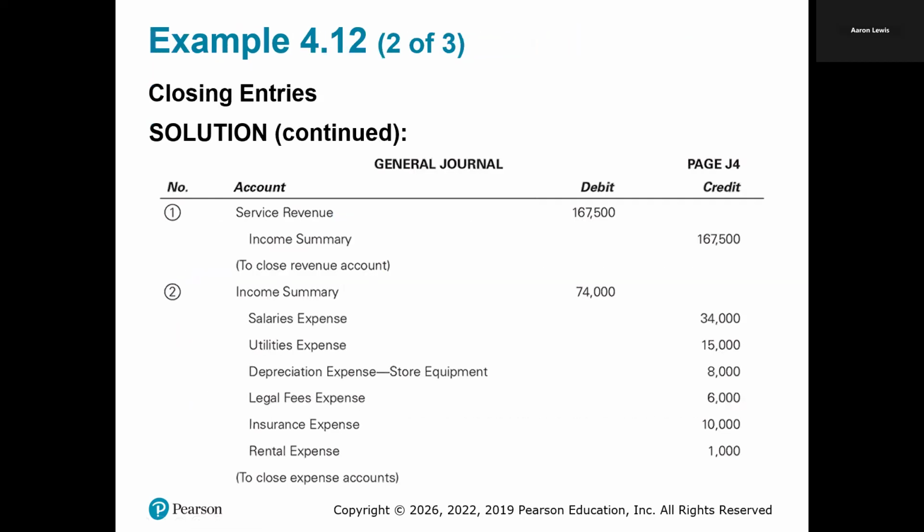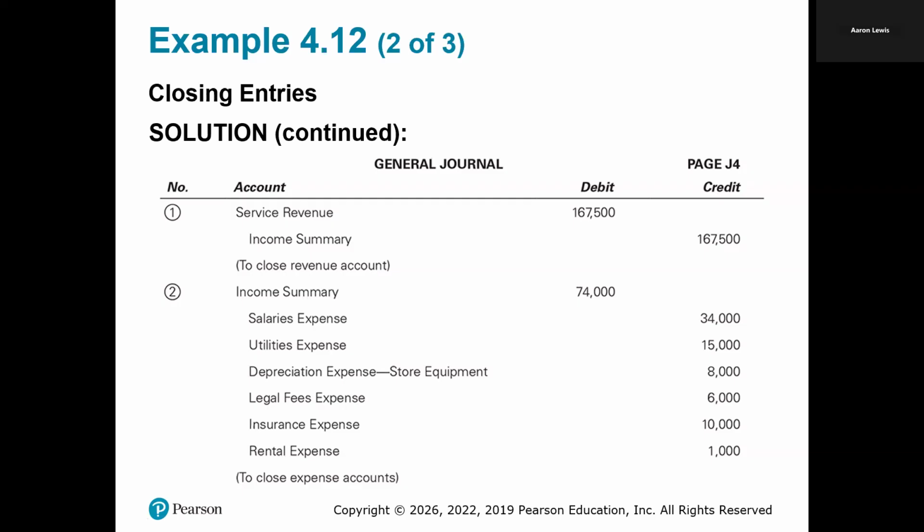So let's do it step by step. We had $167,500 worth of revenue during the period. We saw that on our income statement a minute ago. That'd be the balance of our service revenue account, a T account, or in our general ledger. And it would be a credit balance because accounts always balance on the side they increase on. Revenue accounts increase on the credit side. We'd have a credit balance of service revenue.